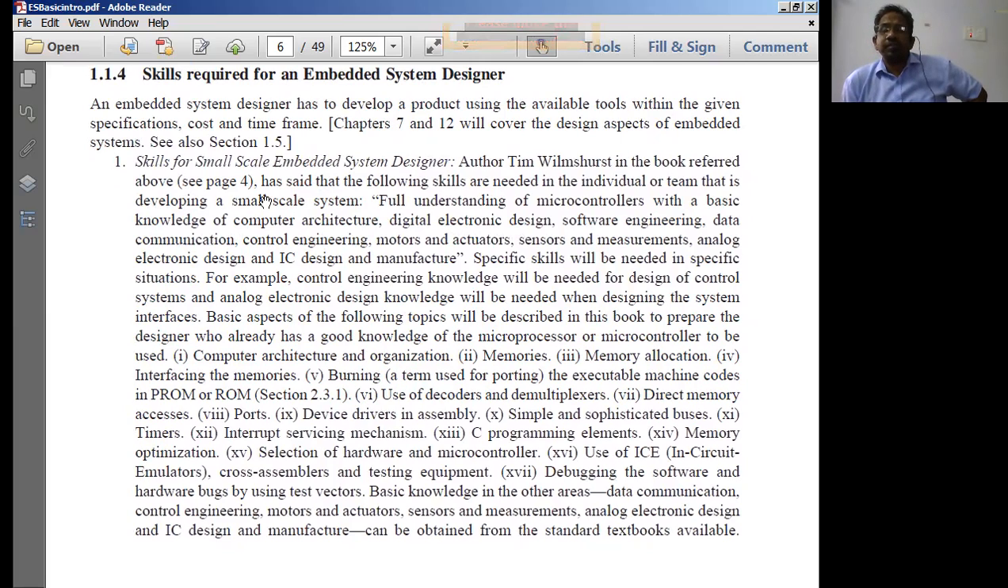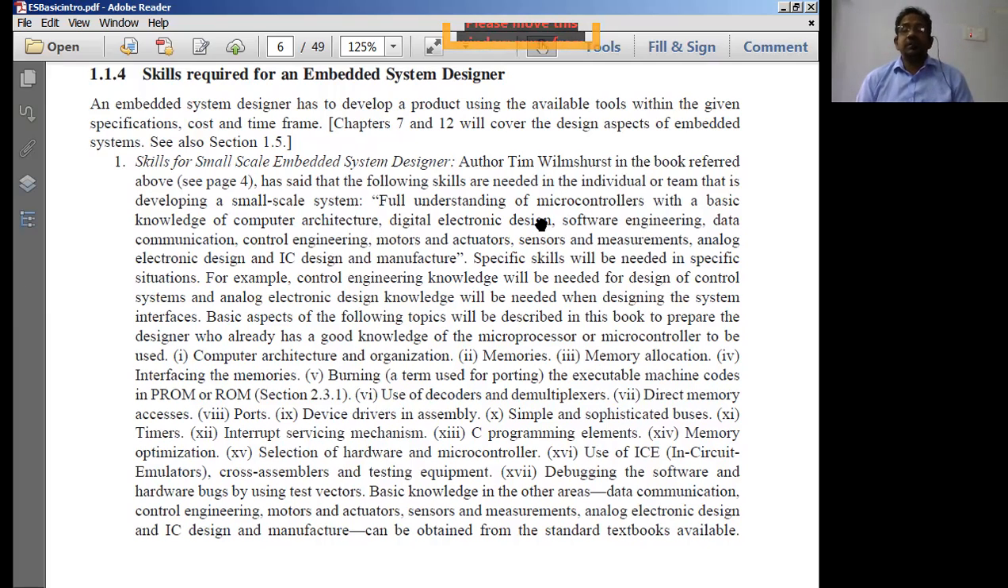We have two types of computer architectures, Von-Neumann architecture and Harvard architecture. That is why full understanding of microcontrollers with the basic knowledge of computer architecture is required, in which architecture we normally design the hardware or connect the hardware. That is an issue. Then you should know digital electronic design.